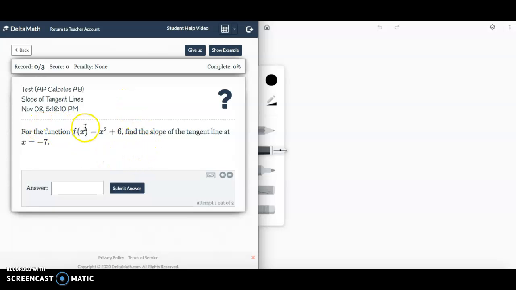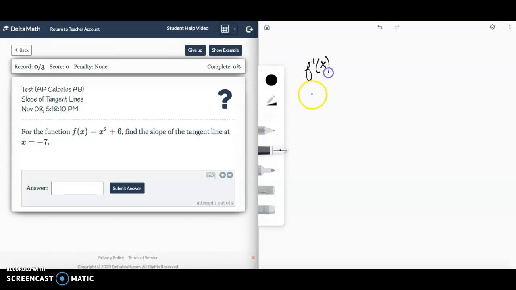So for this function, find the slope of the tangent line at x equals -7. Now remember, slope of the tangent line always means your derivative, right? Your instantaneous rate of change. And so if I'm finding the slope of the tangent line, really what I'm finding is f prime of x, and then I'm going to plug in 7. Oops, -7. That's all it means.